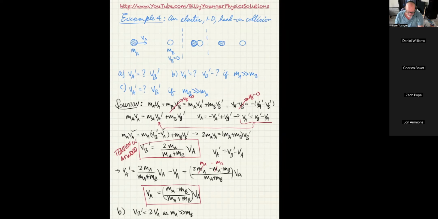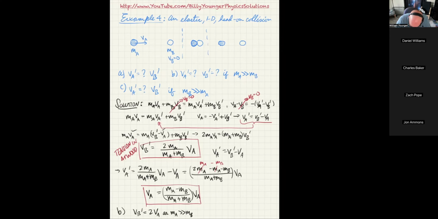In other words, when the impacting object is like a Mack truck and this thing that's sitting still is like a Cooper Mini, then the Cooper Mini is going to take off at twice the velocity that the Mack truck had. So if the Mack truck runs into the tail end of a Cooper Mini at 60 miles per hour, it's not unreasonable to think that the Cooper Mini is going to leave at like 120 miles per hour. So yeah, it's really horrible.